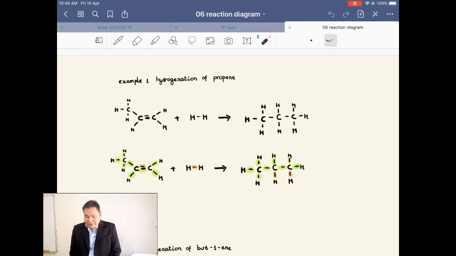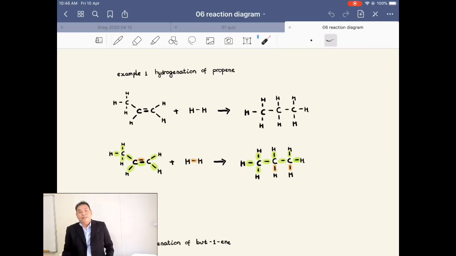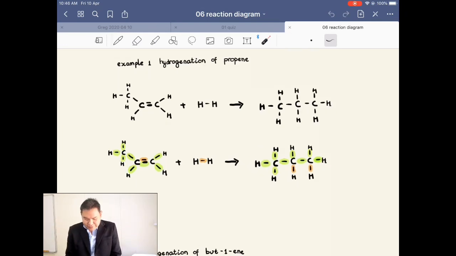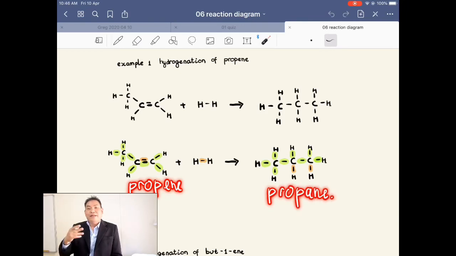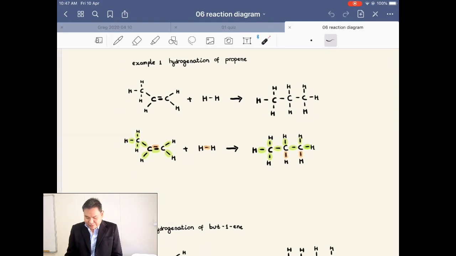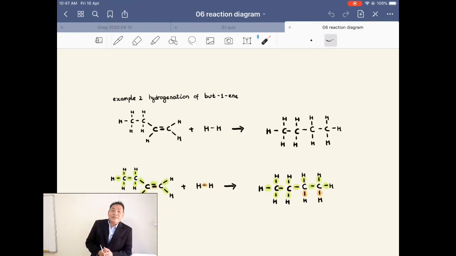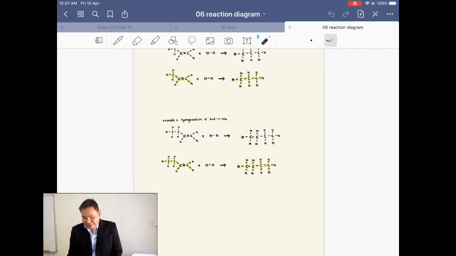Another example, you can do hydrogenation of a longer chain. For example, hydrogenation of propene. Same catalyst, nickel, 200 degrees Celsius. When you do hydrogenation of propene, what will you get? Propane, of course, right? Then you're adding 2 hydrogens to the propene. That's why you get propane. Another example is hydrogenation of butene, which of course produces butane. That is reaction number 2.